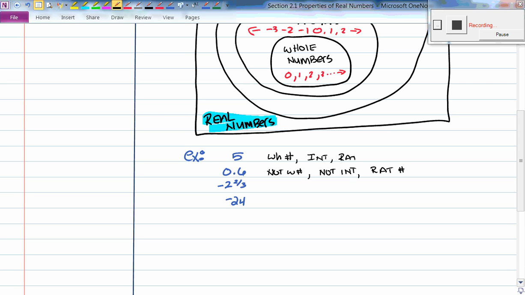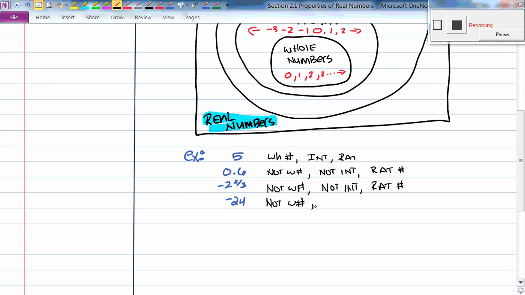The number -2 2/3. Is that a whole number? Nope, not a whole number. Is it an integer? Nope, not an integer. Is it a rational number? Yes. Rational number, yes. And lastly, negative 24. Is that a whole number? No, not a whole number.